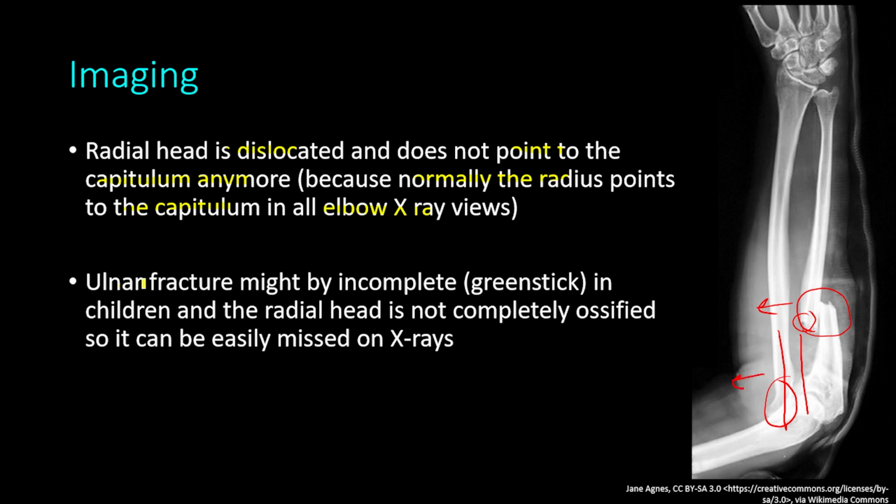Now the ulnar fractures might be incomplete. They are also called greenstick fractures. There is usually only bowing of the bone, and that occurs in children, and the radial head is not completely ossified. So in children, the ulnar fracture is not obvious because it is incomplete. Usually the ulna is only bowed a little bit, and the radial head is not fully ossified, so it's also not very obvious. So this injury can be easily missed in children.